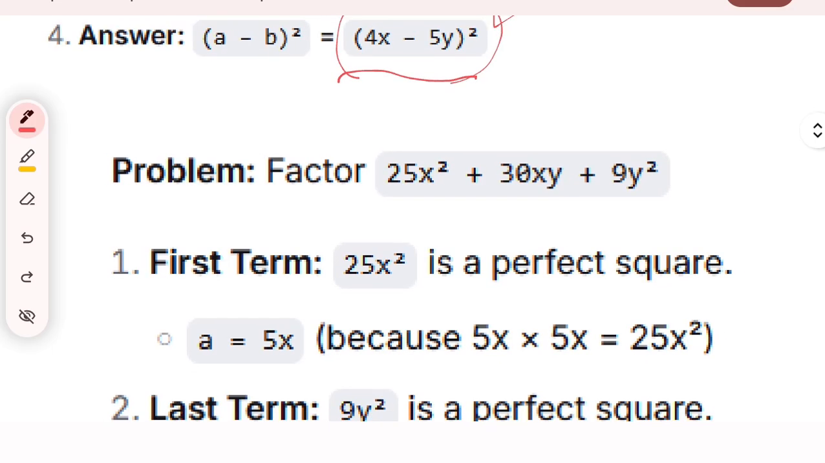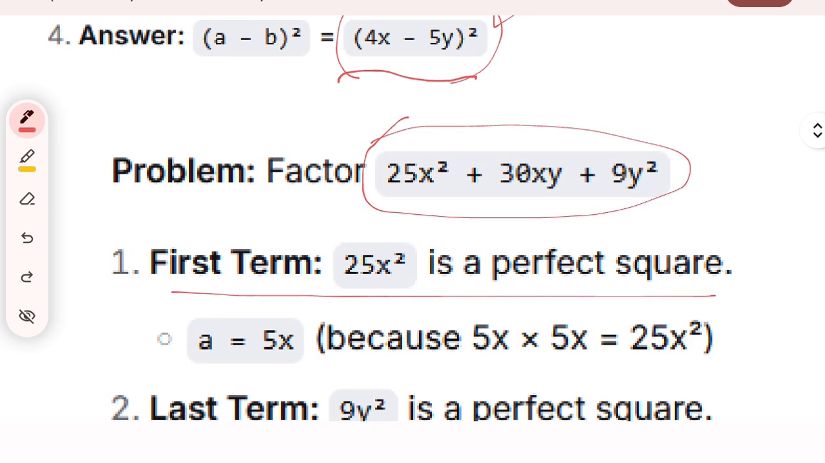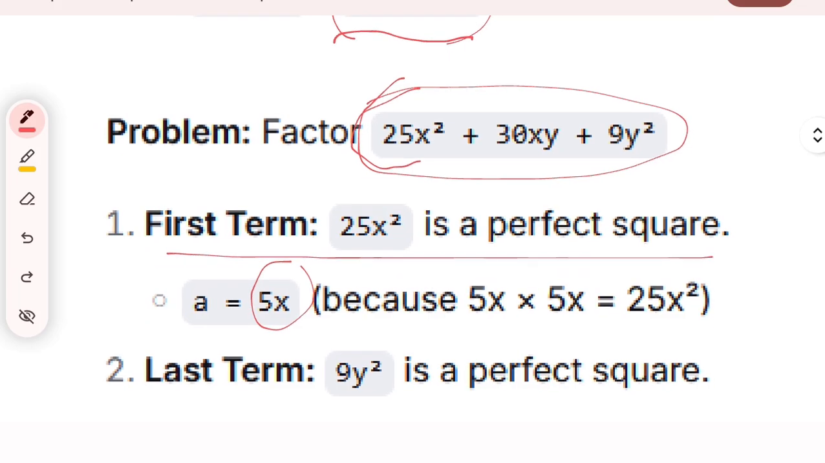What about this trinomial here? Is it a perfect square trinomial? Let us check the three conditions. The first one, is the first term a perfect square? Is 25x squared a perfect square? Yes, because it's actually 5x, right? 5x times 5x, or 5x squared, is 25x squared. Therefore, the first term is a perfect square.